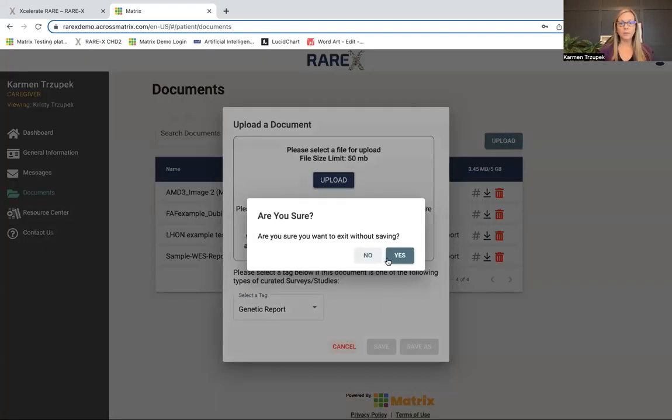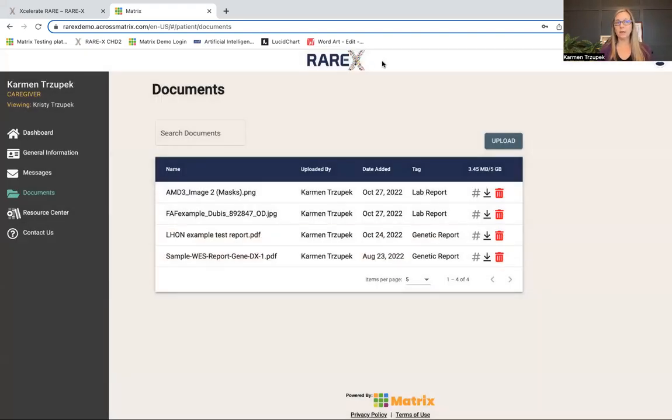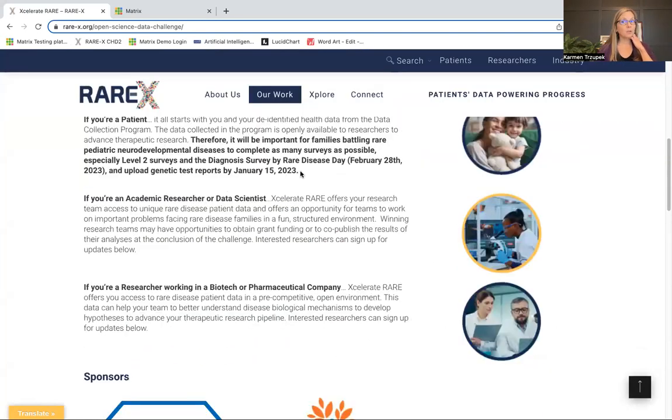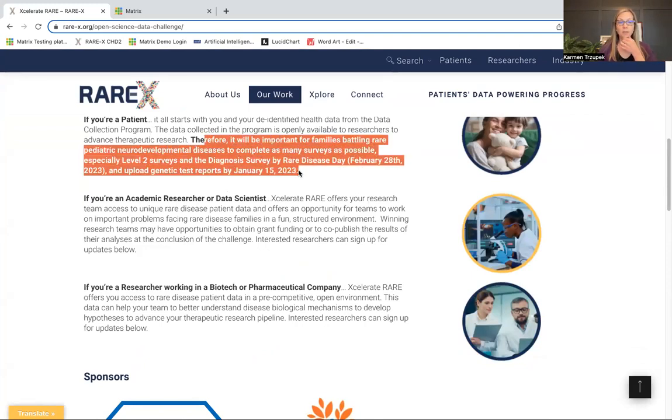When you upload it, you will see later that the genetic test report has been curated. So our team will go through, and we will curate what is most critical in that genetic test report. You don't have to try to figure that out. Okay, so these steps are also outlined here on that webpage. If you're a patient, here are the most important things that we need families to complete.